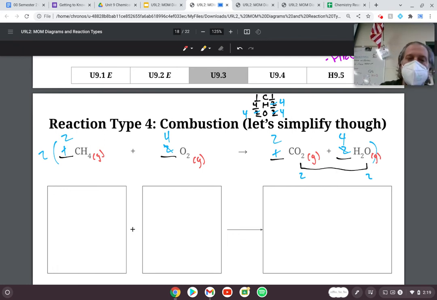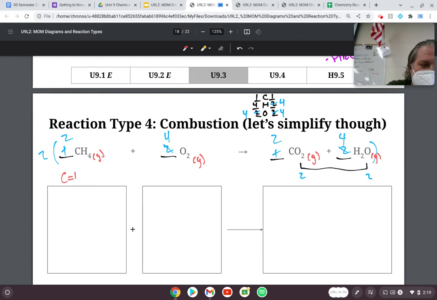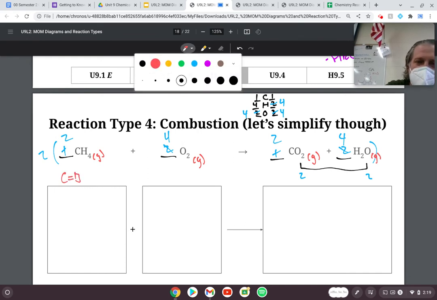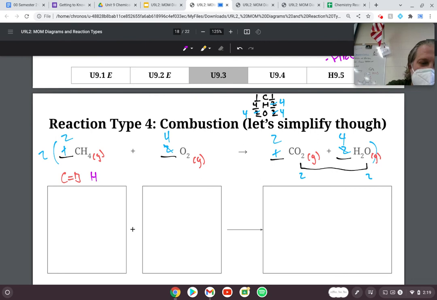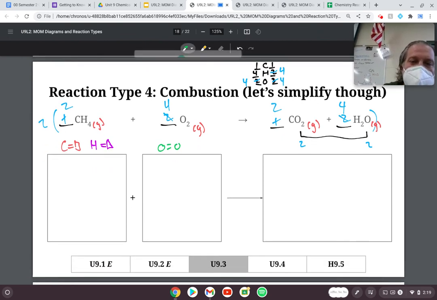Now, I'm going to draw carbon as a square, and I'm going to draw hydrogen as a triangle. And I'm going to draw oxygen as a circle because why not? Okay. So when I draw CH4, I've got to draw 2 units of CH4 as a gas, so they're not going to be touching and they're going to be disorganized. So they'll look something like this.